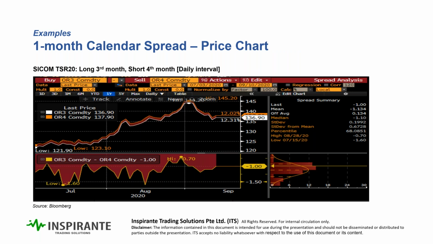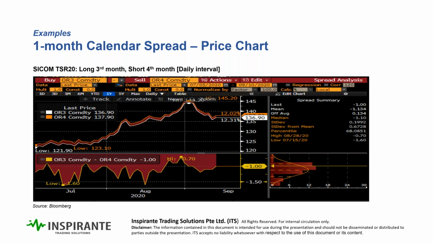And to show you another way, this is a 3rd and 4th month spread. It's still a 1 month spread. I did it over a 1 year time frame. As you can see visually, the spread mostly swings between minus 1.5 to about minus 0.7, right? And if you look at the histogram here, you can see there's a strong concentration of trades, or rather a tendency for it to revert to the mean. That's what I meant here.